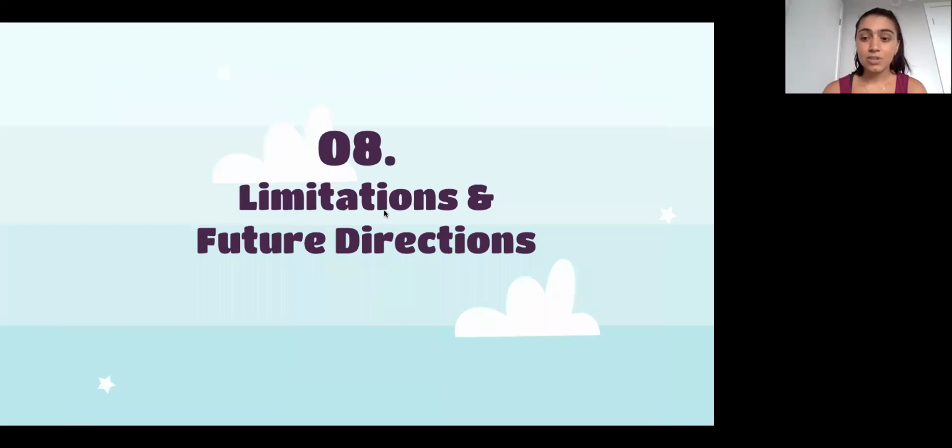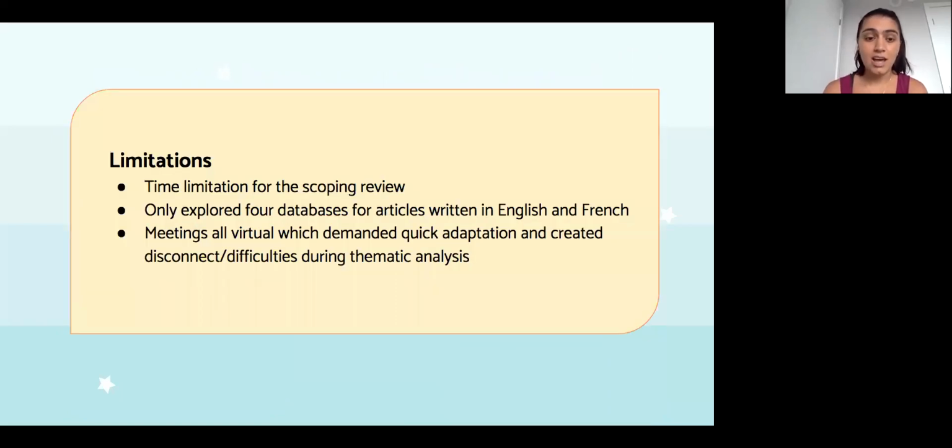Now in terms of limitations, we will go over a few. Time limitation was one of the main ones for us because of COVID-19 and with respect to our scoping review. We also only explored 4 databases for articles that were written in French and English since we were only 4 students. And also the fact that all our meetings were held virtually demanded us to adapt very quickly, which might have explained the disconnect and difficulties that we did have trying to put together the analysis for all our themes.